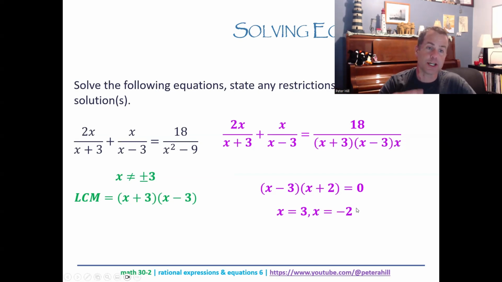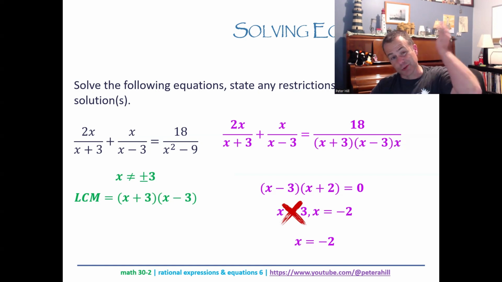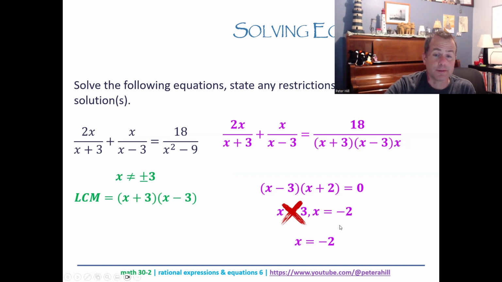Then I go check my NPVs. Oh, x can't be 3, so I'm going to scratch him out and just conclude that x equals negative 2. Okay. Now, I want to verify this guy. Notice I didn't verify the last guy because there was no solution. There really wasn't anything to verify, okay?